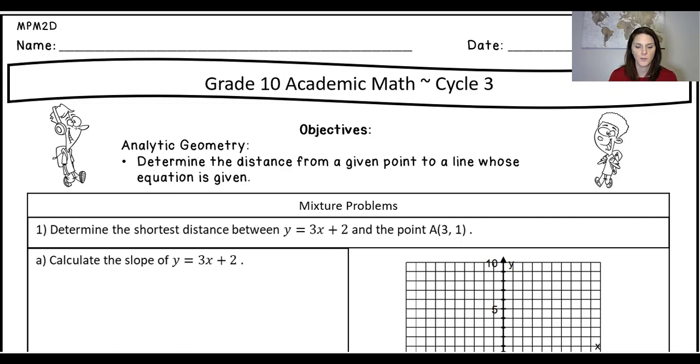Number 1. Determine the shortest distance between y equals 3x plus 2 and the point A, (3, 1). So the first thing we need to do is calculate the slope of y equals 3x plus 2. Because we have the equation in y equals mx plus b, we can just look at the equation. The number in front of the x is our m value, or the slope. So I'm just going to write in here m is equal to 3.